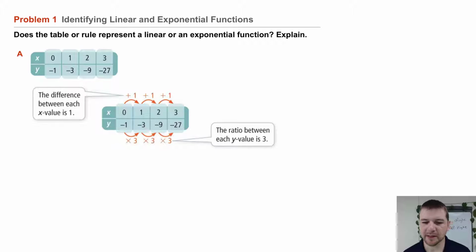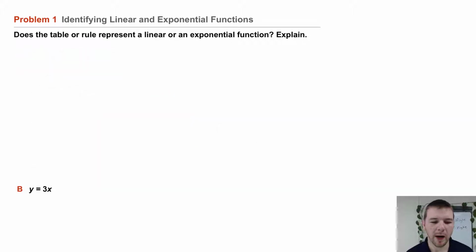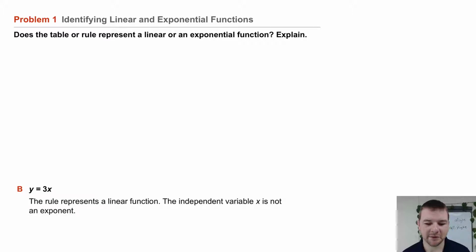The ratio between each y value is 3. The table represents an exponential function. There is a common difference between x values and a common ratio between y values. Part B, y equals 3x. This rule represents a linear function. The independent variable x is not an exponent.